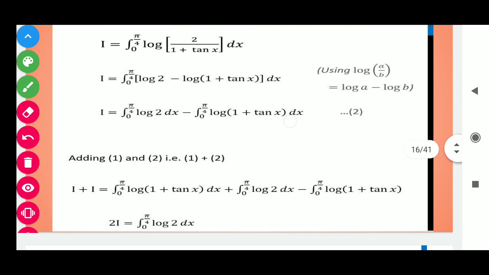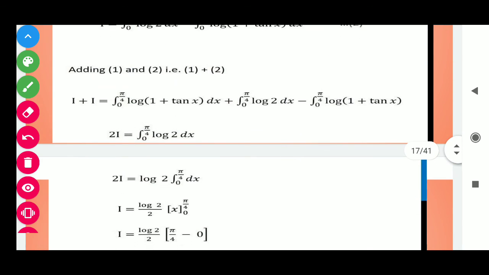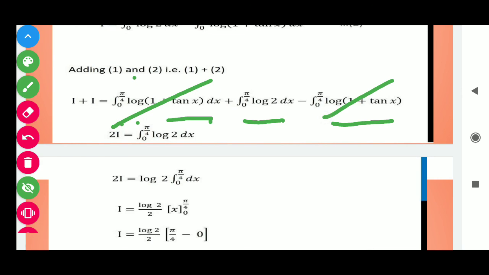So adding first and second, I plus I, we can write it as integral 0 to pi by 4 log 1 plus tan x with respect to x, plus integral 0 to pi by 4 log 2 minus integral 0 to pi by 4 log 1 plus tan x. So students, both these terms will cancel out, we get this one. Log 2 is constant, so its integration is x, and now put the upper limit minus lower limit.